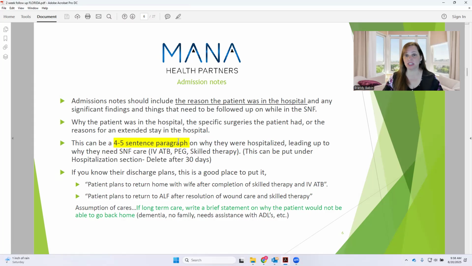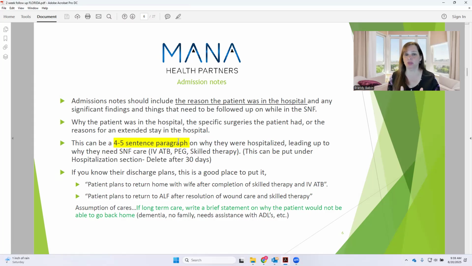There is that little section above the HPI that stays. It stays until you delete it. So if it's a new admit, go ahead and put a hospitalization record in and make sure that within 30 days that is deleted out, because the hospitalization report goes from note to note to note, whereas the HPI does not. So you definitely want to have some of that recall in there for why they were hospitalized.